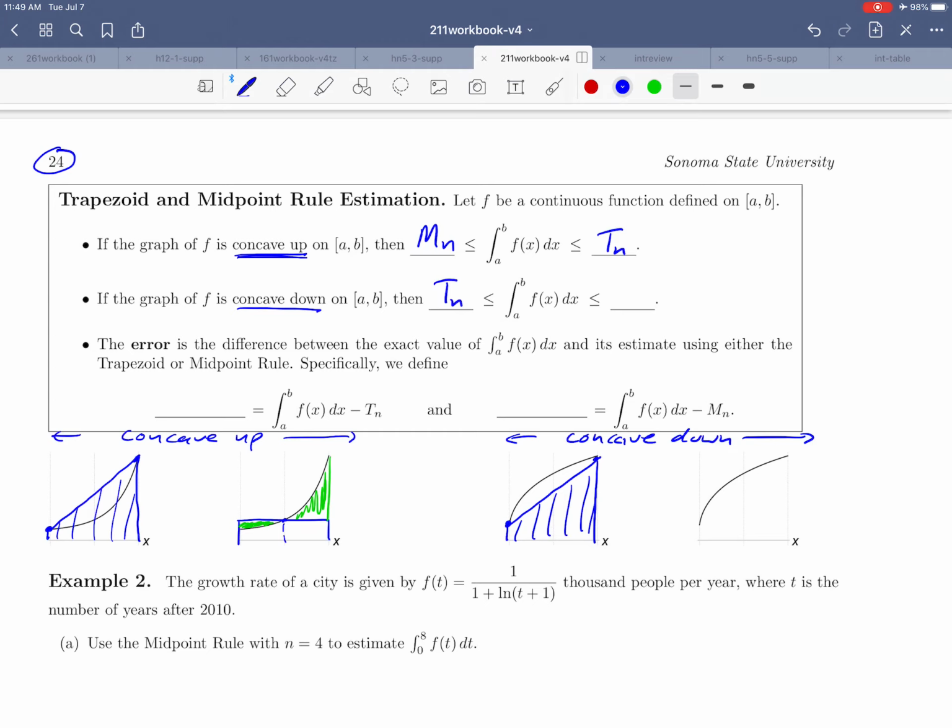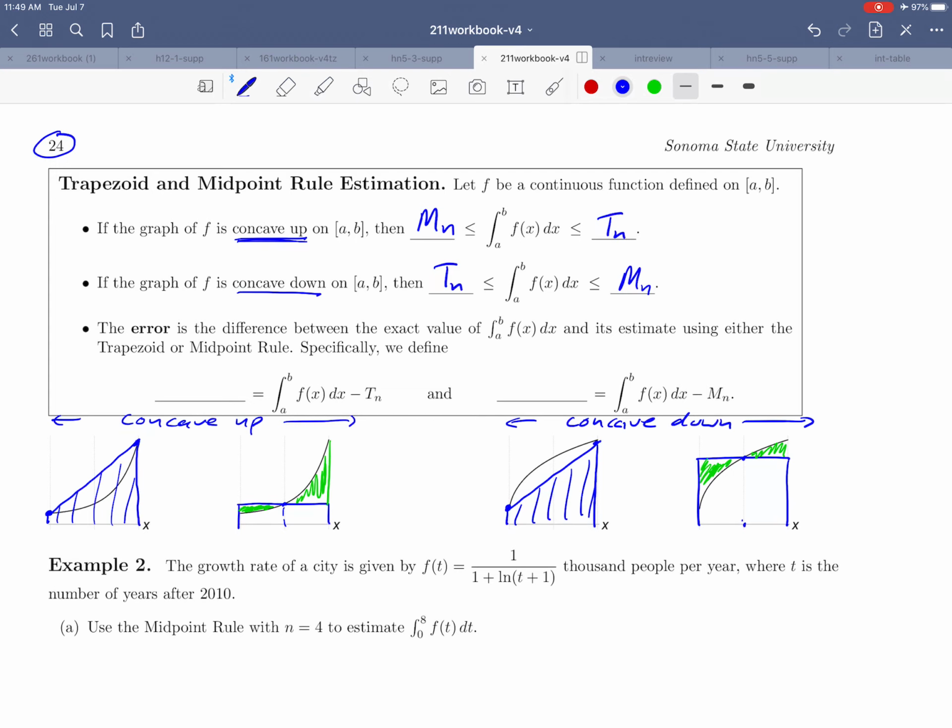What about for the midpoint rule? If we find the midpoint and go up to our curve and draw in our rectangle, notice that this time we get too much area. We're getting a bunch of extra area over to the left, and that's bigger than the area that we're missing over to the right. And so the midpoint rule for a concave down function is going to be too big in general.